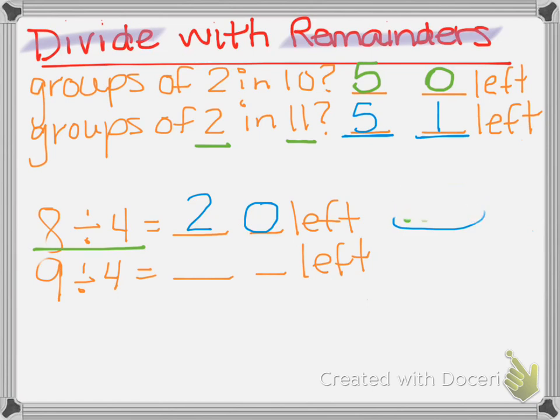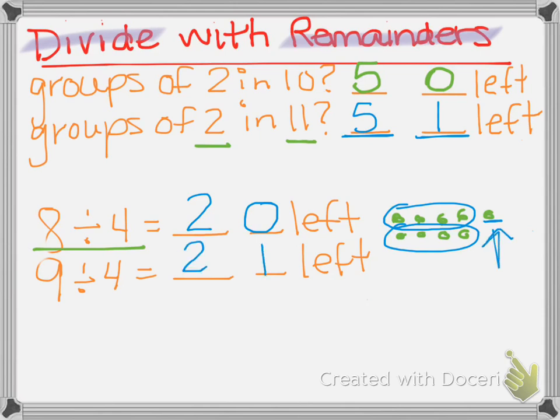Okay? Let's do it again. This time we have 9. 1, 2, 3, 4, 5, 6, 7, 8, 9. 9 is our total. We need groups of 4. So there's 4, and there's 4. We have this guy left. He can't go in a group because there's no room. So how many 4s are in 9? Or 9 divided by 4 is 2 with 1 left over. Right there's our 1 that's left over.